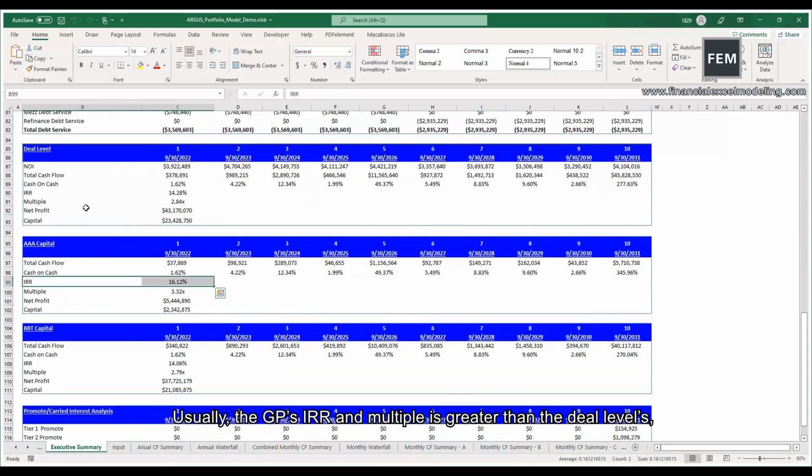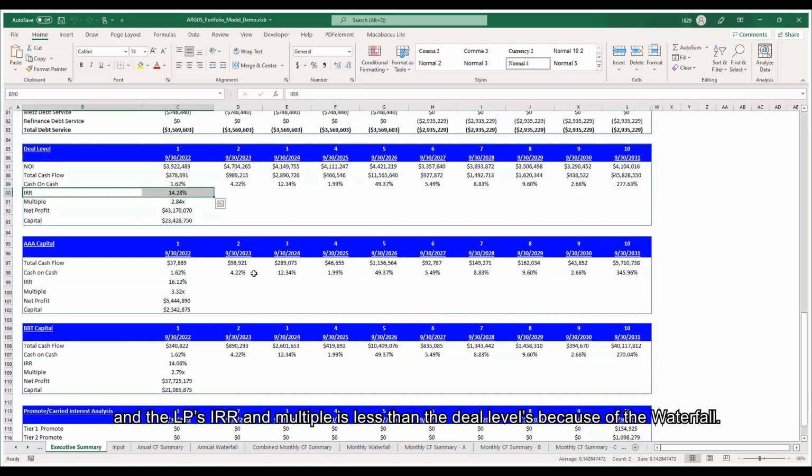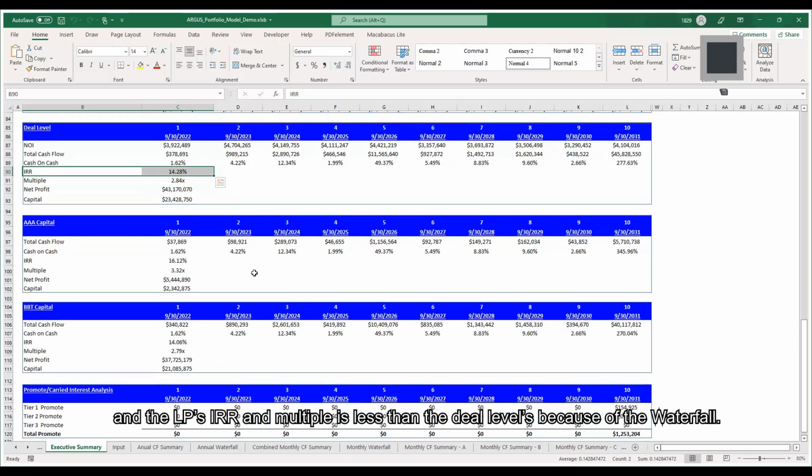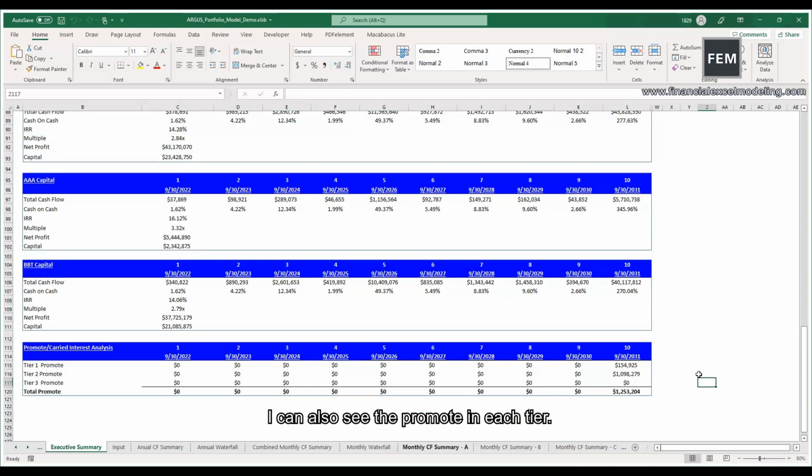Usually, the GP's IRR and the multiple is greater than the deal level's, and the LP's IRR and the multiple is less than the deal level's because of the waterfall. I can also see the promote in each tier. Everything looks good on the Executive Summary tab.